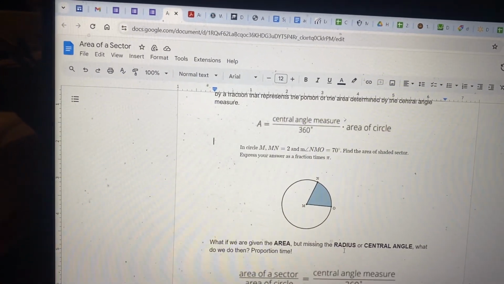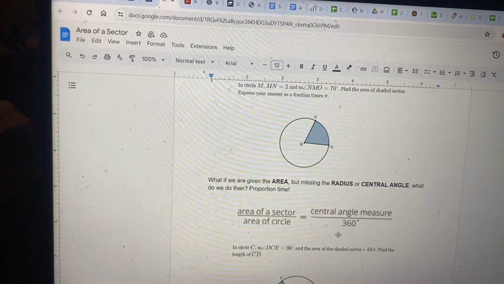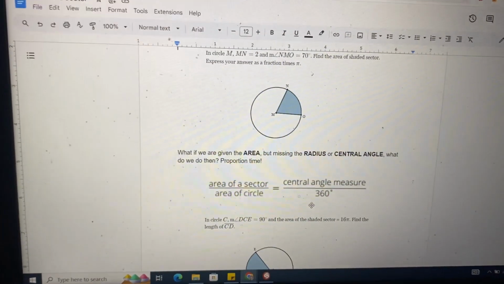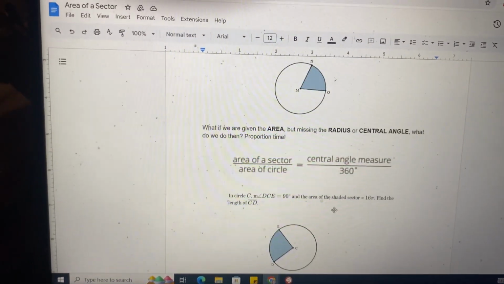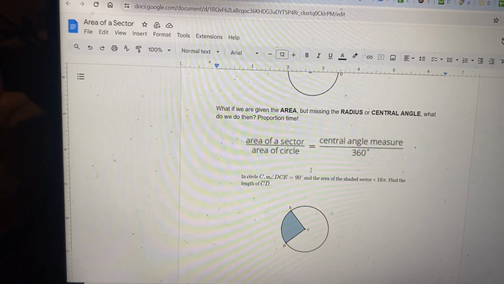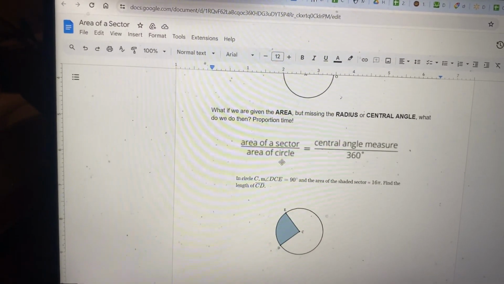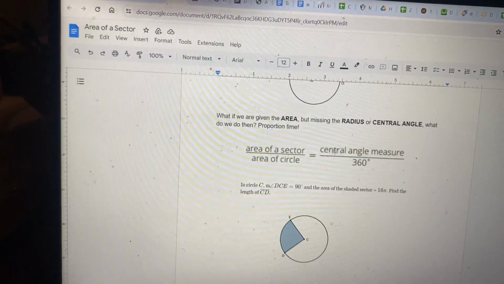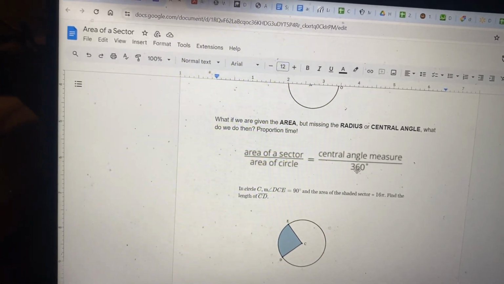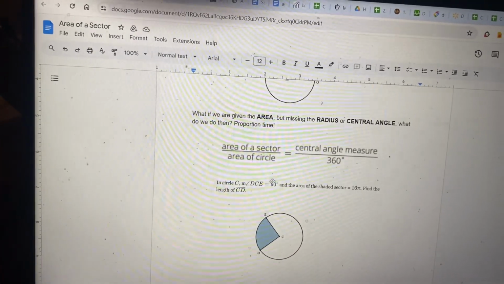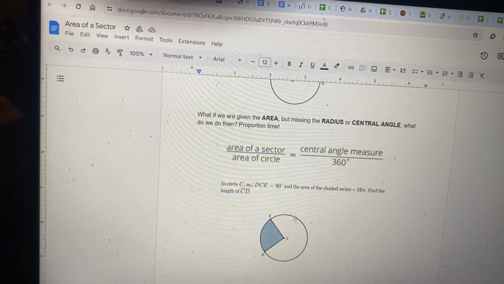So what if we're given the area, but we're missing the radius or the central angle? It's going to be the same kind of thing. We'll have the setup there. We'll just use the proportion. So the area of the sector over the area of the circle is equal to the central angle measure over 360. So this one says we have a 90-degree angle.